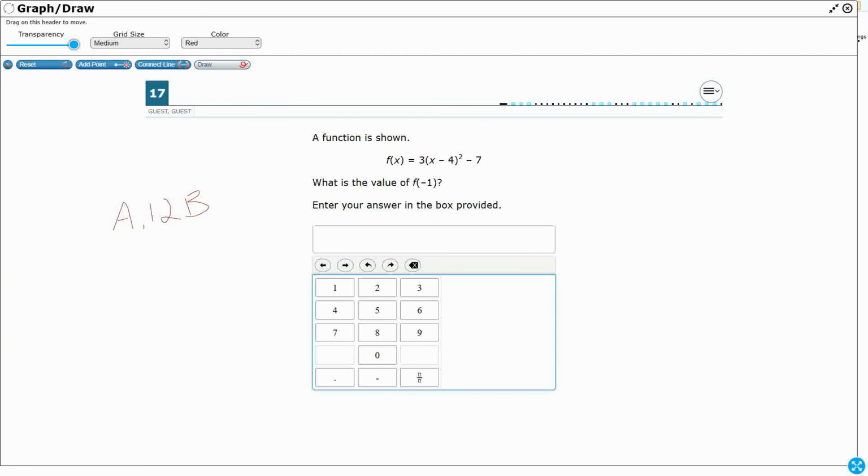So we have a function here, f of x equals, we have this expression over here, and we need to evaluate f of -1. Well, if we don't know what that means, we're kind of out of luck. We just have to guess. So let's talk about what that means.